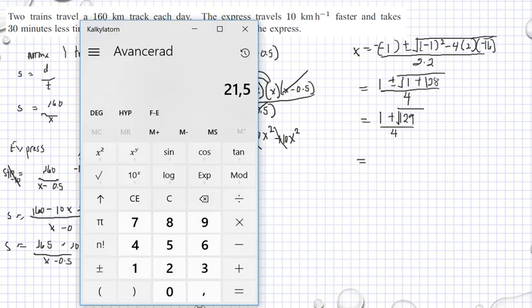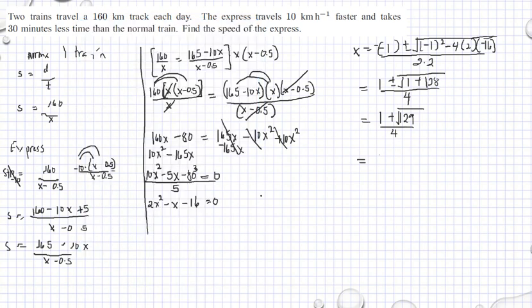If we calculate that, we have the square root of 129 plus 1 divided by 4. Then we will get 3.08945. I will write those 5 decimals right now.